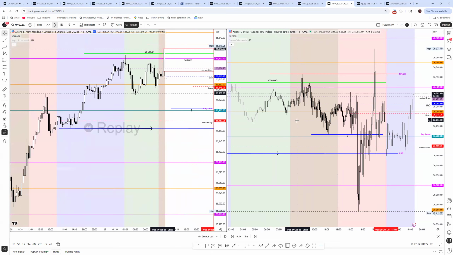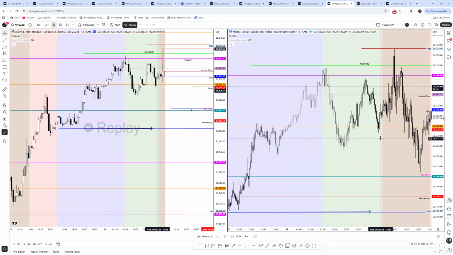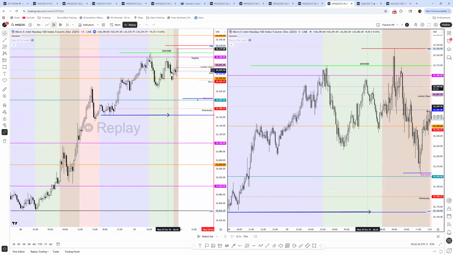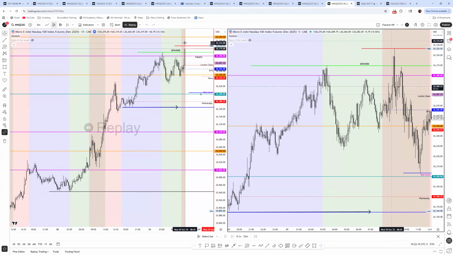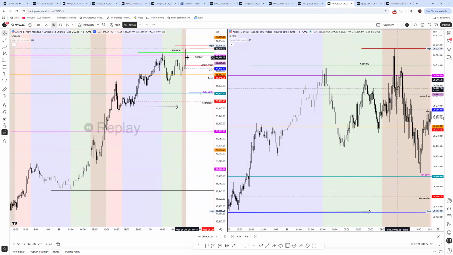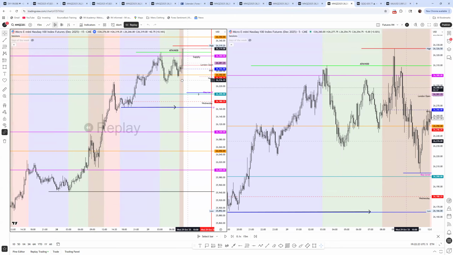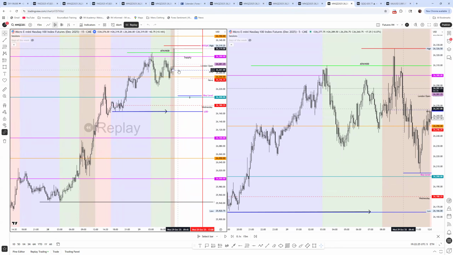So we were anticipating a push up at New York that was going to take the all-time highs, and I was anticipating price to go up to 26,350 and possibly even 26,400s. And then as we got into the news time, we started to see some capitulation, which we ended up seeing.